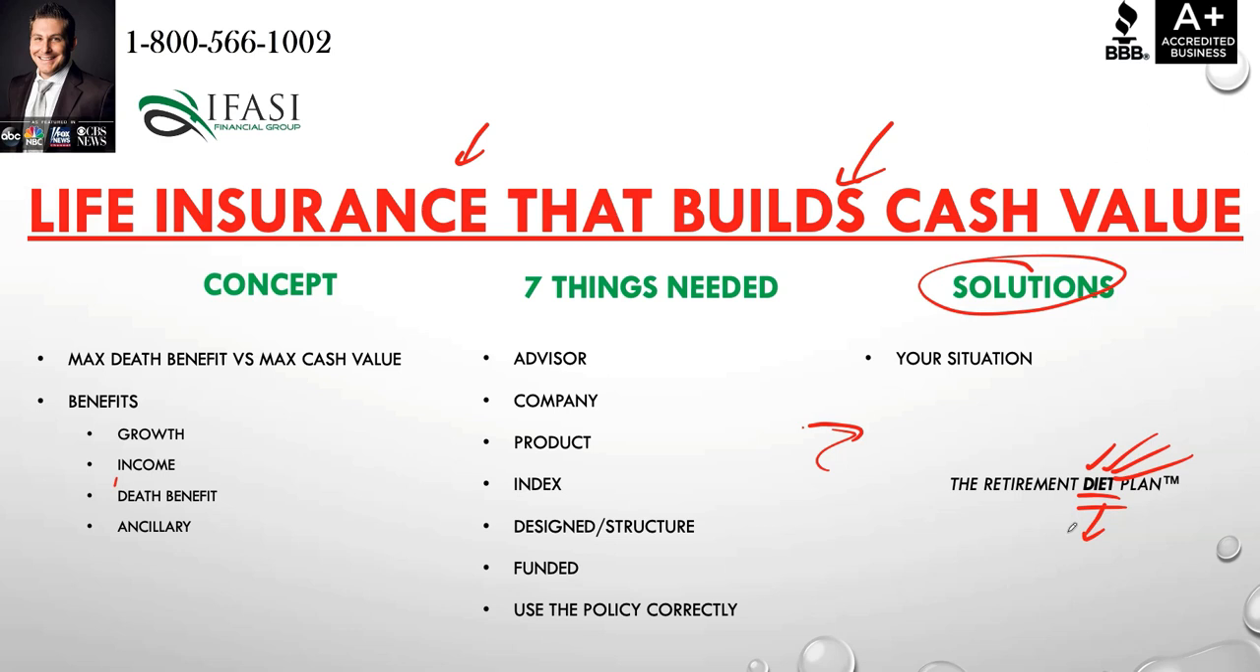It might be something that doesn't build cash value, such as the GUL that I mentioned previously, or a type of whole life where you want to have a little bit of guaranteed death benefit, but then also have a little bit of a guarantee on the cash value side.